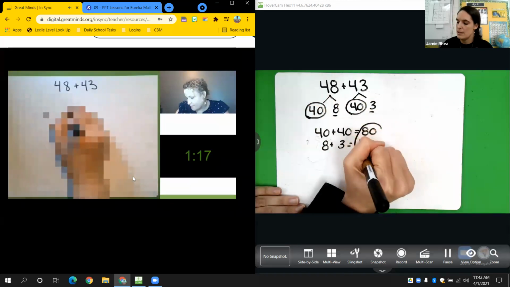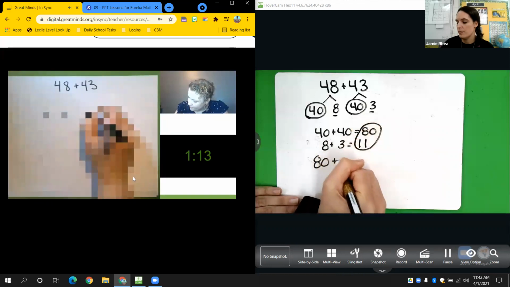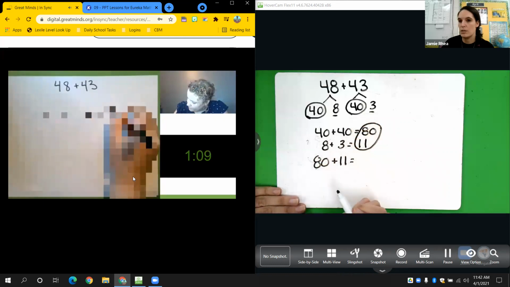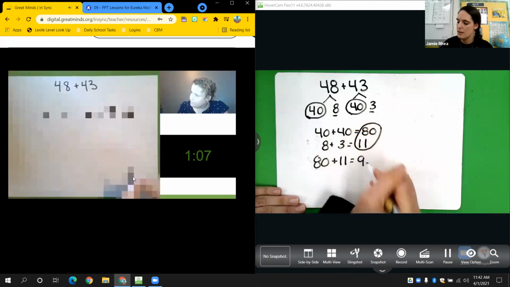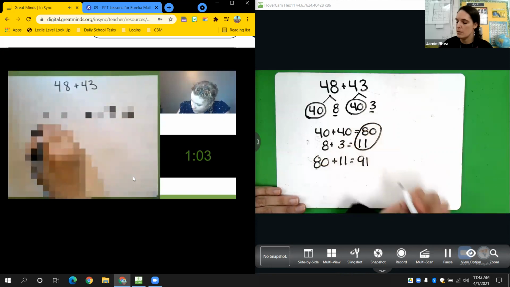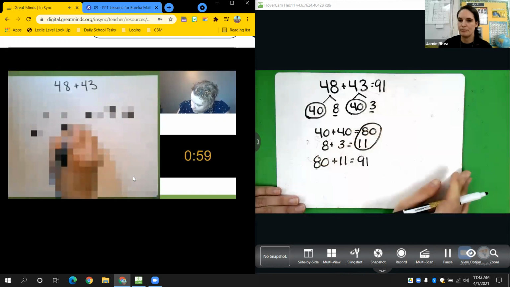Then I'm going to add these two together. And I'm going to say 8 and 1, because those are both in the tens place, makes 9. 0 and 1, they're both in the ones place, makes 1. So my answer should be 91.